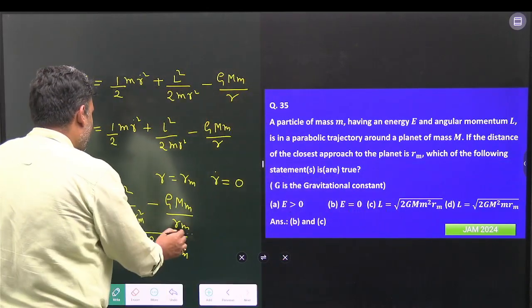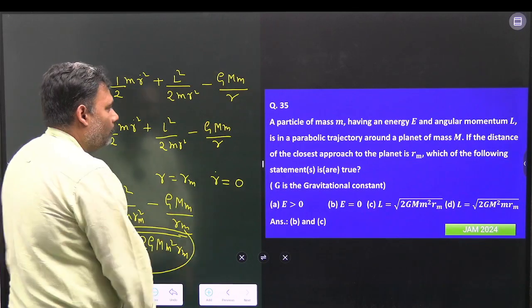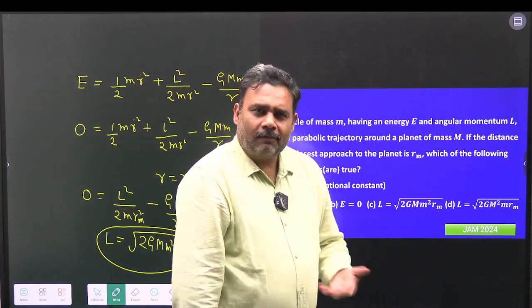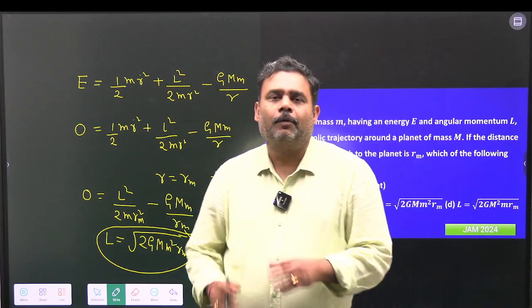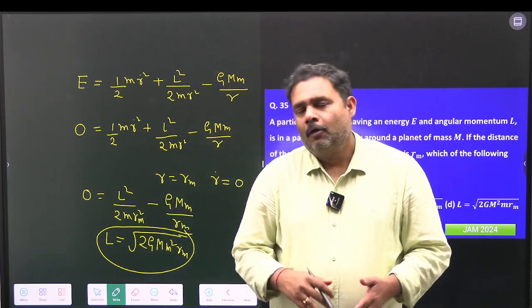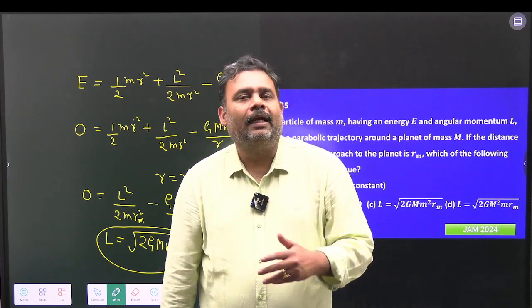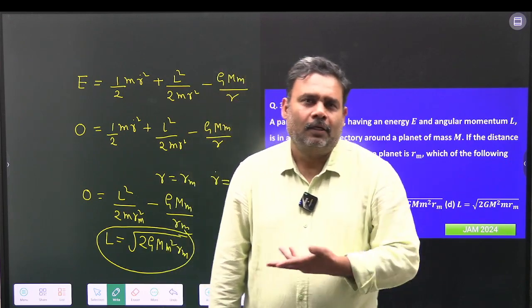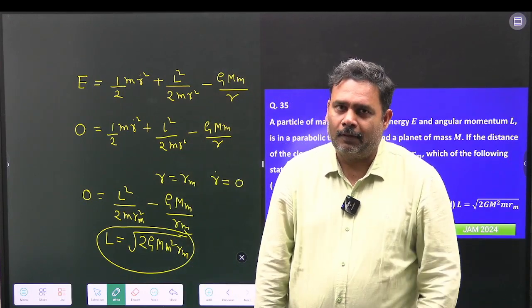So we can easily find this is your angular momentum. Students, this is a straightforward question. Once you know the property at the closest approach, what the trajectory is, and the condition for different orbits, you can easily solve this type of problem. Thank you.